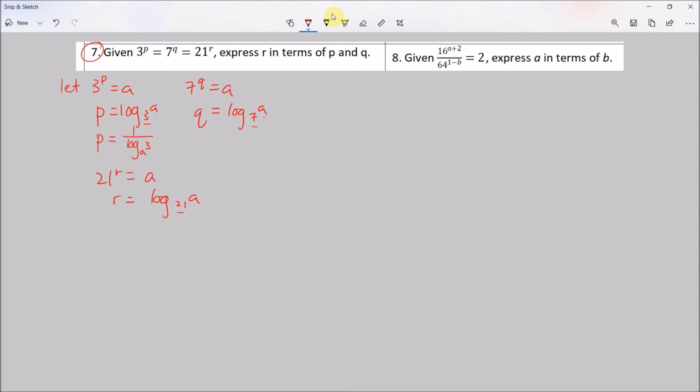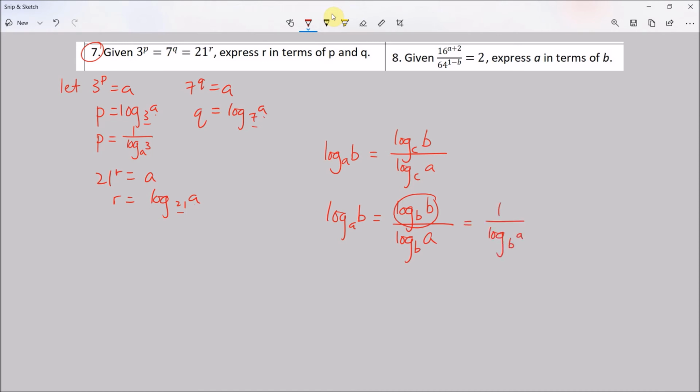Again, this is using the change of base law of logarithms. For example, if we have log base A of B, we can change it to a new base C, where the B is written here and the A is written here. How about if we want to change log base A of B so that both now become log base B? The B is still here, the A is here, and log base B of B is actually equal to 1. So if you want to switch the position of these two values, it becomes 1 over log base B of A. So if you want to switch the position between 3 and A, it becomes 1 over log base A of 3.